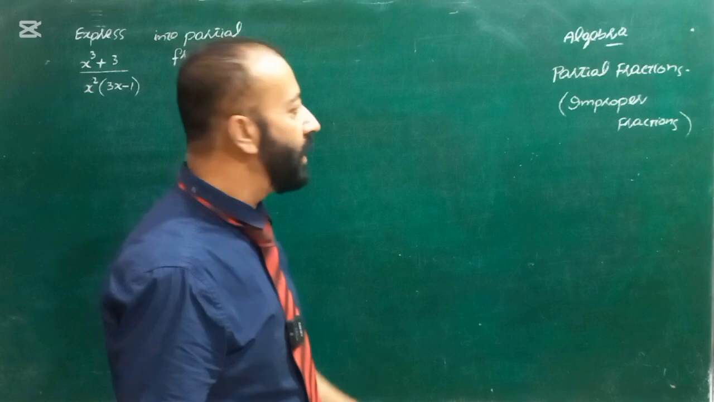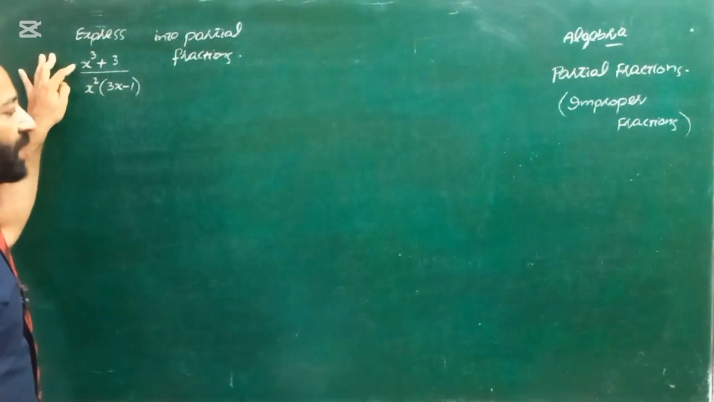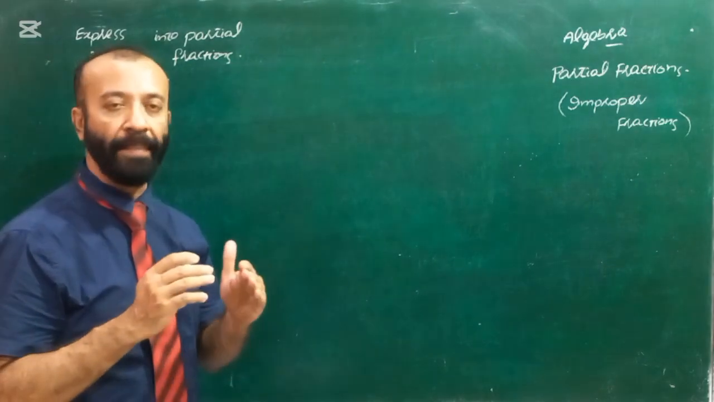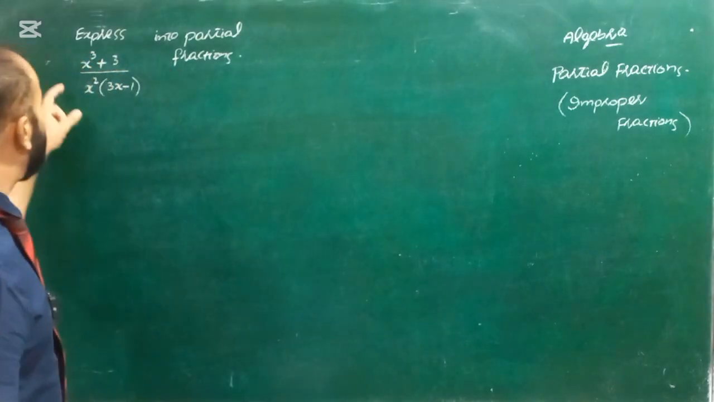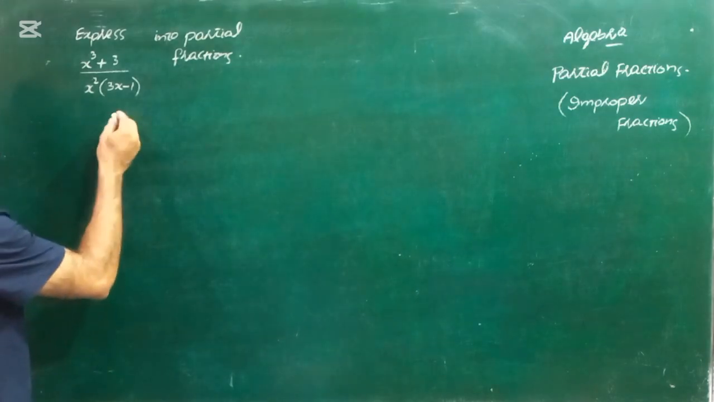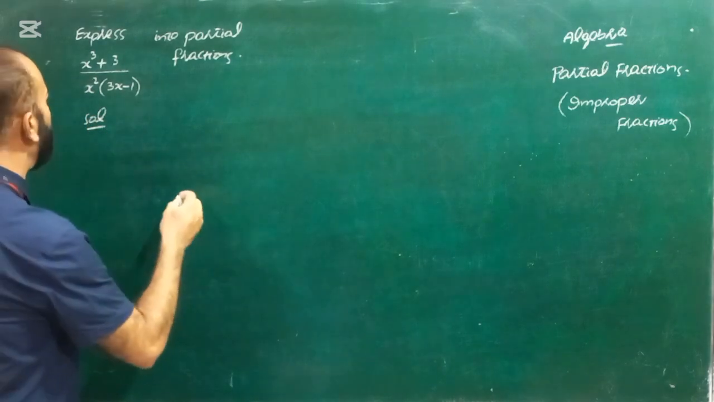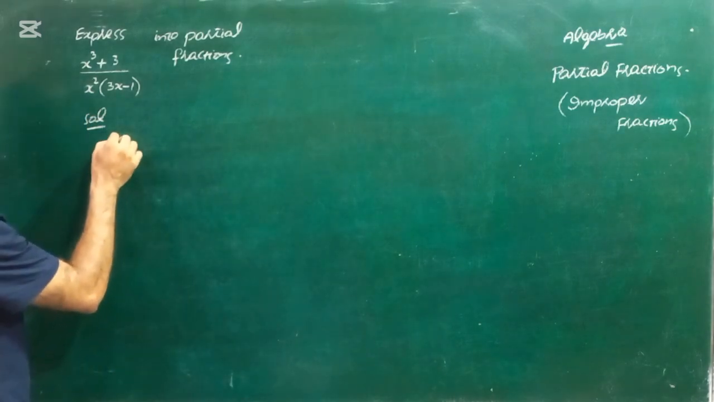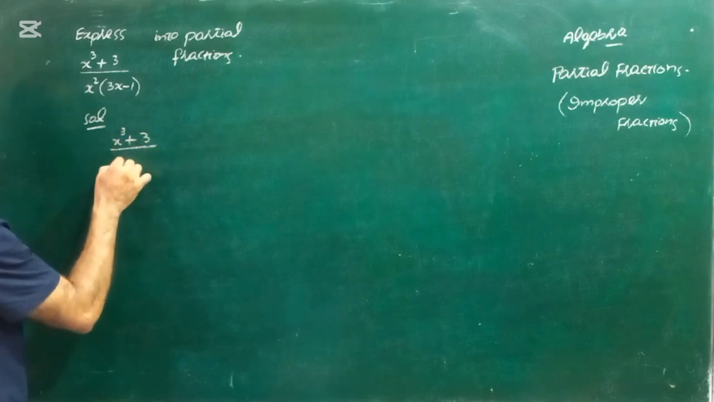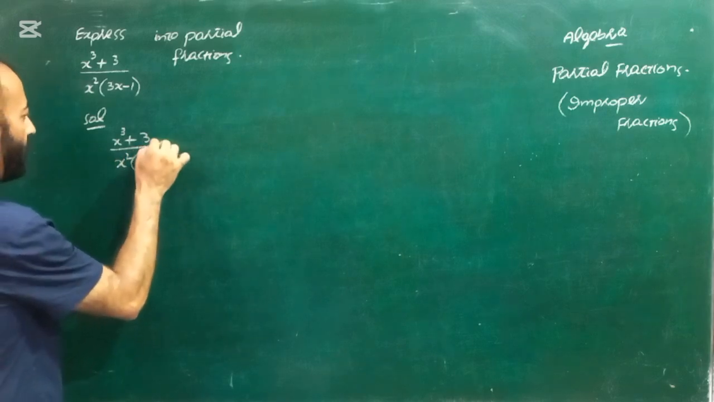There is another question from improper fractions of partial fractions. You can see the maximum power of the variable in the numerator is equal to or greater than the maximum power of x in the denominator. So this is an improper fraction. The method to write the first step is again the same. You will do the rest of the question; I'll do just the first step. So x cube plus 3 over x square into (3x minus 1). This is the question.